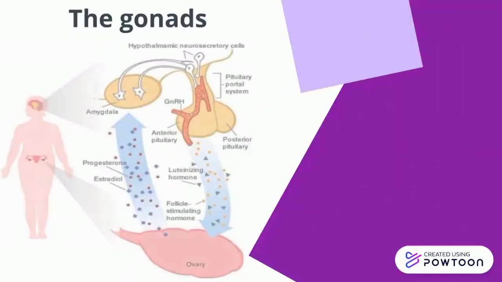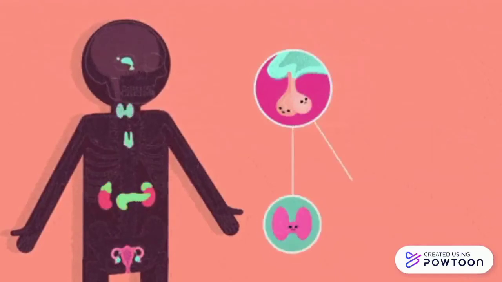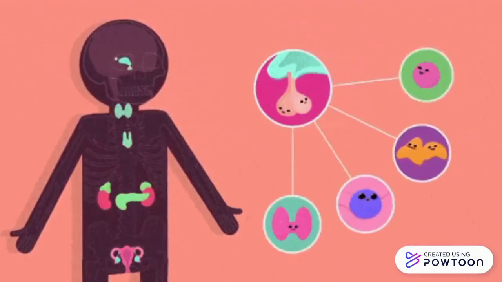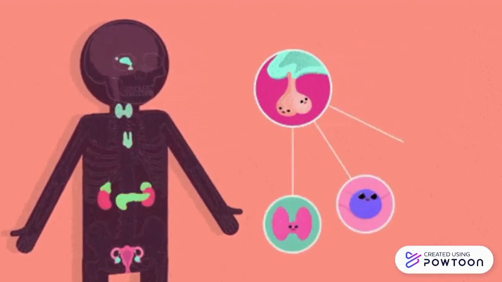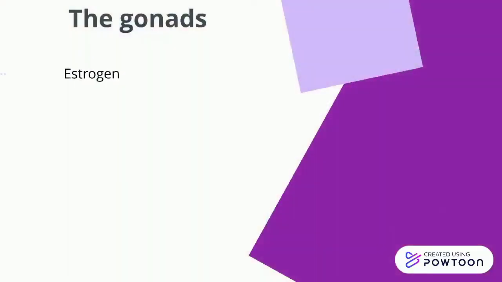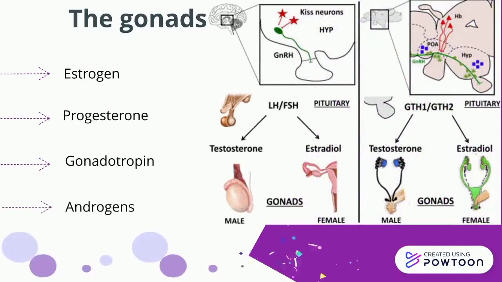The gonads. The gonads secrete the hormones that are responsible for the development and maintenance of the secondary sex characteristics that develop during puberty. Secondary sex characteristics refers to features that distinguish the two sexes, but are not directly related to reproduction. Examples: estrogen, progesterone, gonadotropin, androgens, testosterone.